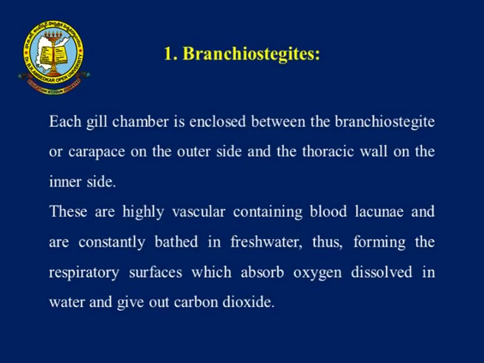Now, first we will talk a little bit about the branchiostegite. It is a gill chamber enclosed between the branchiostegite or carapace on the outer side and a thoracic wall on the inner side. These are highly vascular, containing blood lacunae. They have blood lacunae. Why blood lacunae? We will be talking about it when we are talking about the circulatory system. And they are constantly bathed in fresh water. Why? Because oxygen has to be constantly replenished on the gills, so that the gills are able to absorb the dissolved oxygen present in the water, thus forming the respiratory surfaces which absorb oxygen that is dissolved, and they give out carbon dioxide while the water is moving outside.